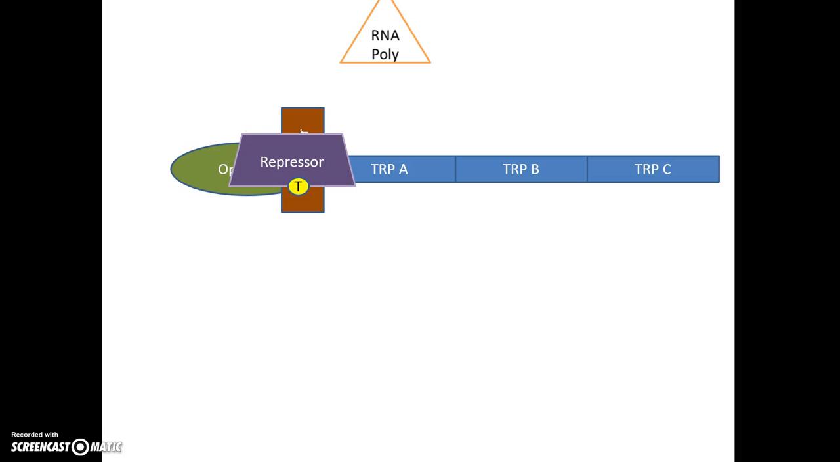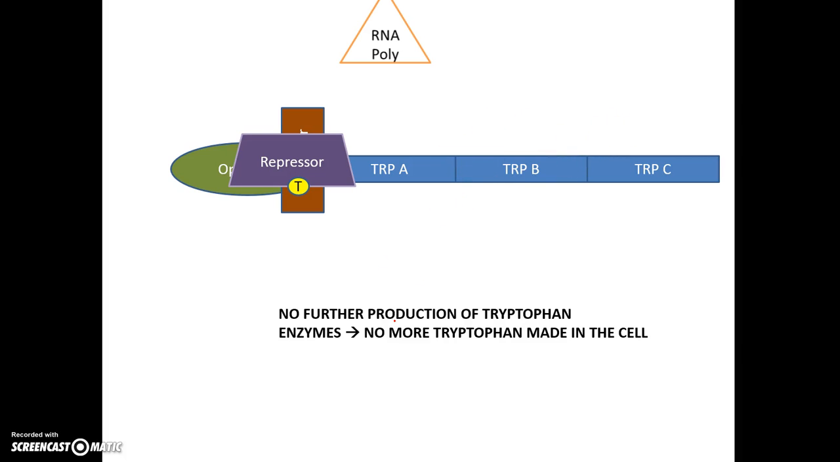Later, as our body starts to use up all the tryptophan and we need more, your cell will grab this tryptophan and use it up. If it does that, then the repressor will come off, we'll transcribe and translate these genes, and we'll get it going again. So that's the end of that, and go on to the next video.